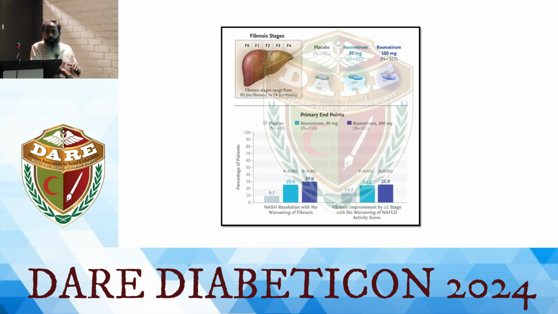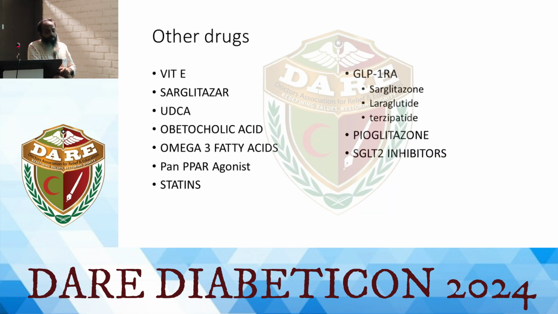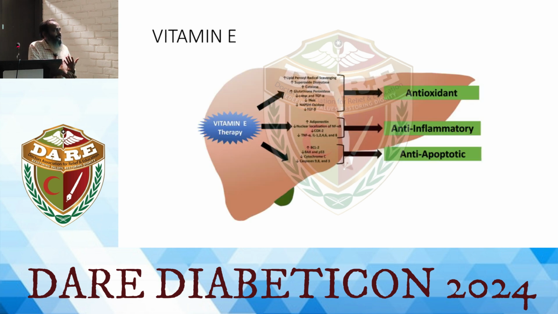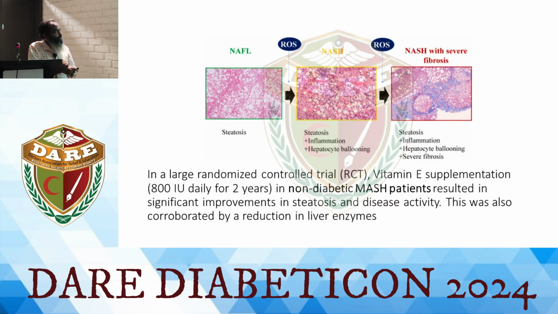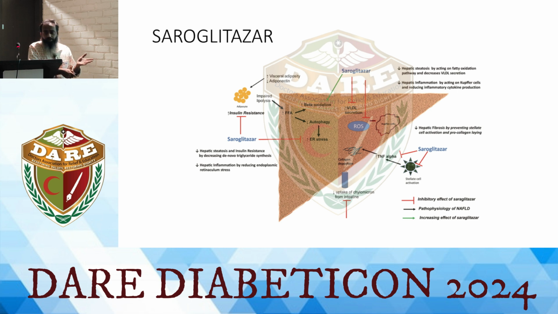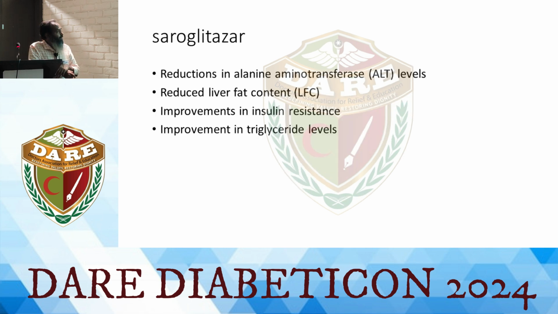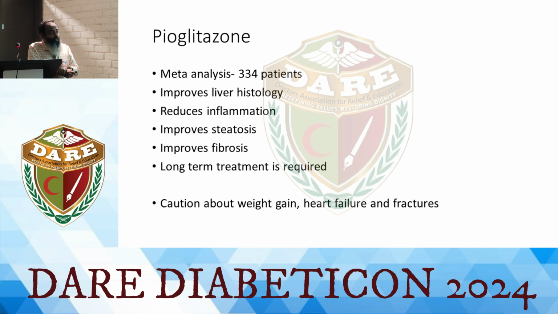There are multiple other drugs in small studies as well as larger studies and meta-analyses. Commonly, the drugs that we use here are vitamin E, because it has antioxidant property, anti-inflammatory property, and antifibrotic property. So it helps in reducing the fibrosis once it is given to these patients. Sometimes in diabetic patients with hypertriglyceridemia, we also use saroglitazar. Again, it has a positive effect on the liver. Pioglitazone can be used in diabetic patients.